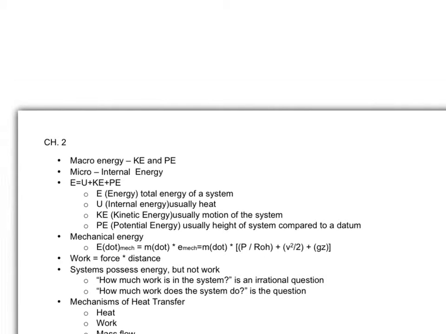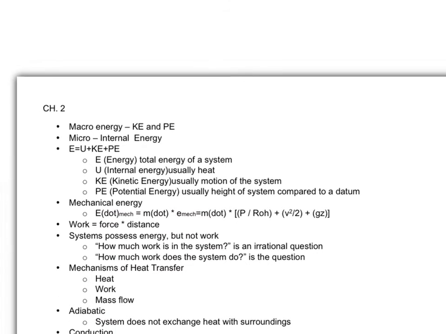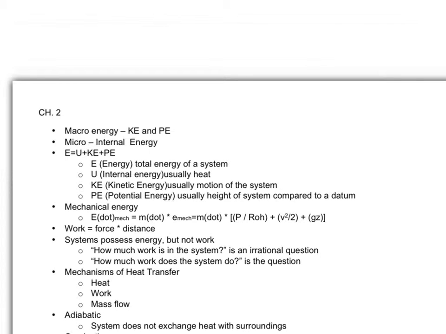Mechanisms of heat transfer. In Chapter 1, we talked about open systems and closed systems, depending on if mass was coming in and leaving the system or if it was constant throughout the whole system. Mechanisms of heat transfer can affect both open and closed systems. Even if your mass can't leave a container, heat can still come in and leave. Work can still be done on the system, but mass flow will only have to do with open systems.